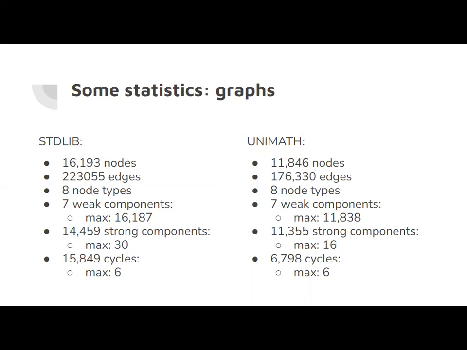What is a weak component? If we have a directed graph, just delete the direction of the edges and compute connected components. Oh, okay. And strongly connected ones are those where you also take into account the direction.